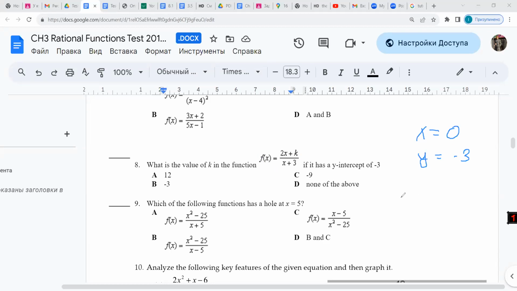So -3 equals 2 times 0 plus k over 0 plus 3, which gives us k over 3. Or in other words, k over 3 equals -3. Now we multiply left and right hand side by 3 in order to isolate k. And we get k equals -9. And luckily, we have this choice here.